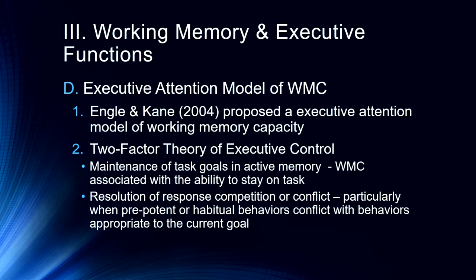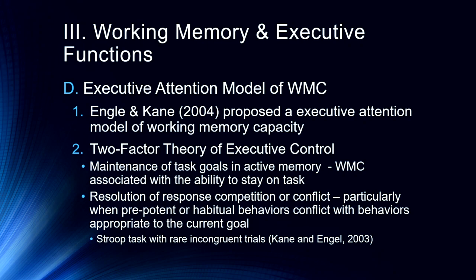A couple of these we see are things like the Stroop task with rare incongruent trials. So let me take you through the Stroop task. The Stroop task is one in which you'll have a stimulus like this, and the task is to read the color of the ink, quote unquote, the color of the letters themselves, and not the word. So here we have a congruent trial, another congruent trial, another congruent trial, another congruent trial, another.